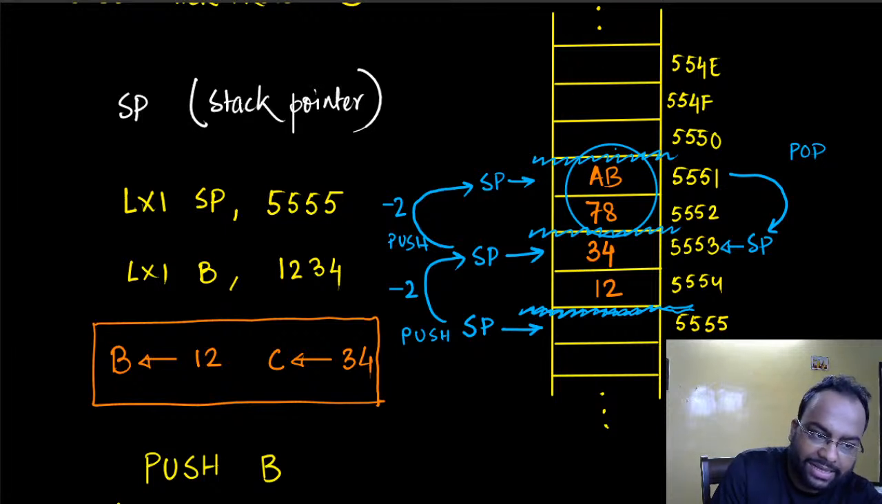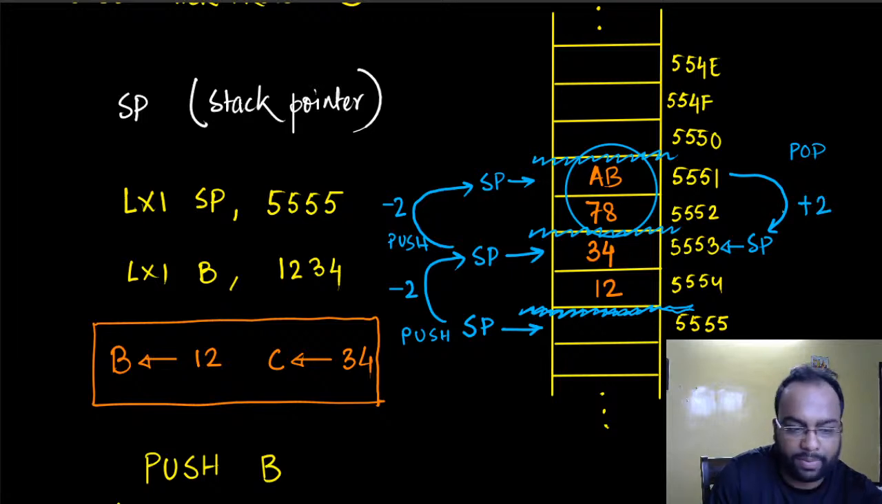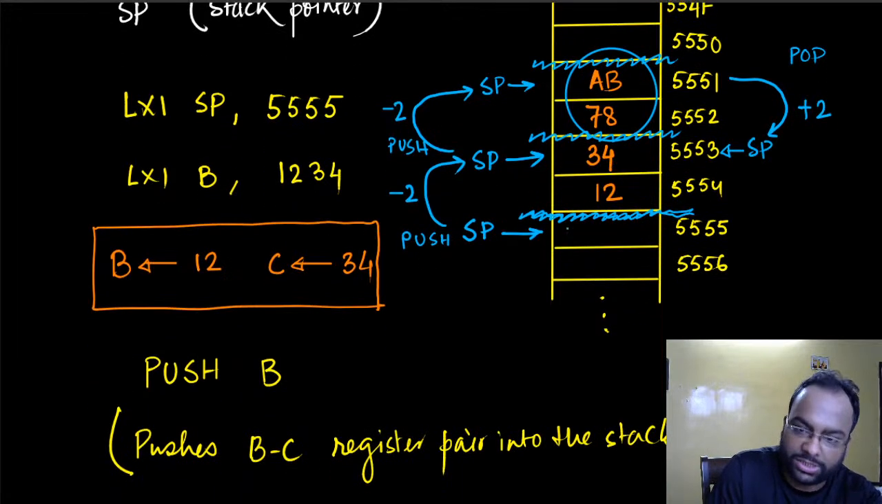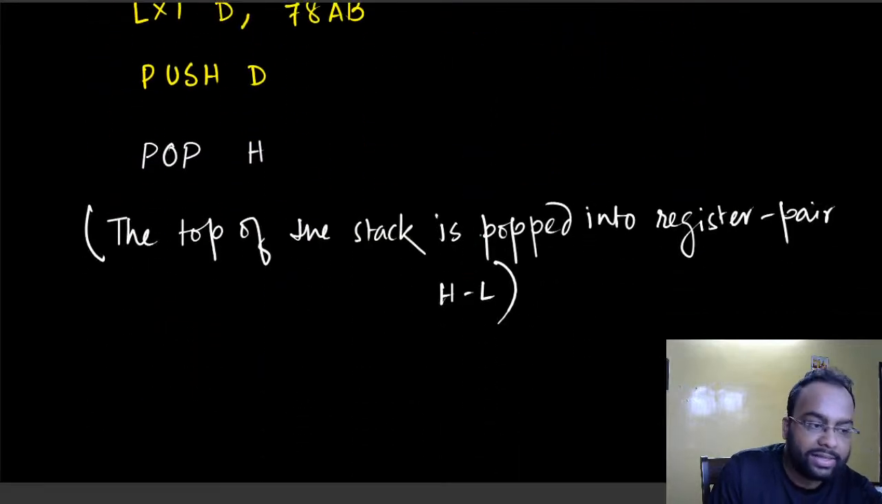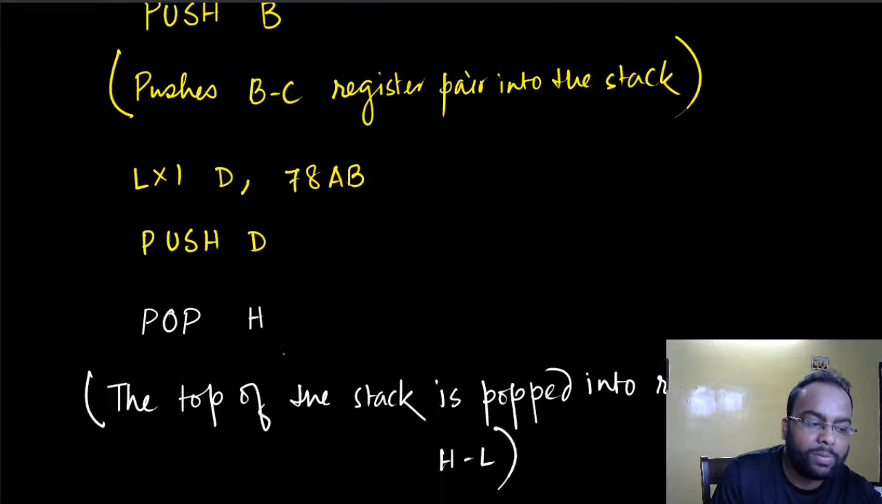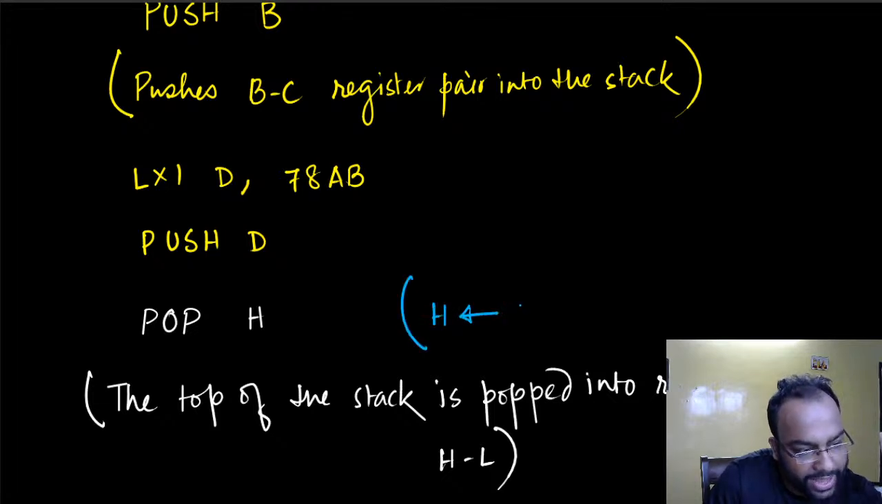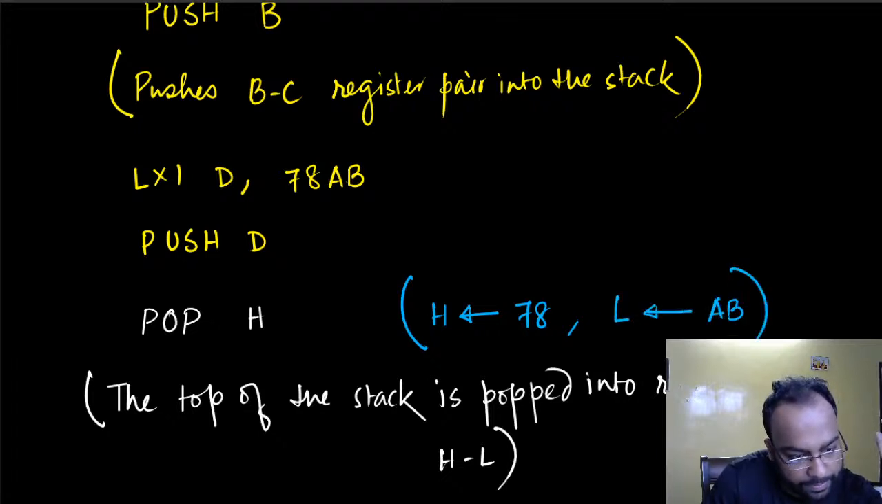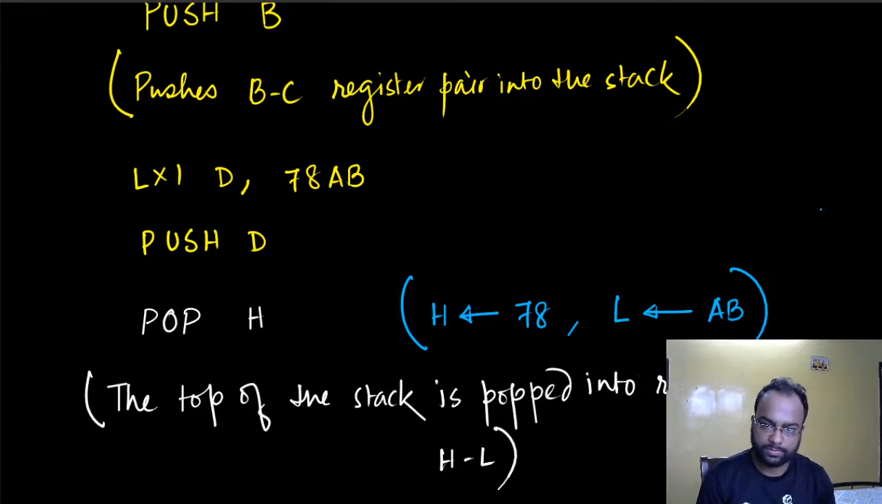This indicates that this has been taken up, right? This has been popped, for example, and so the stack pointer gets a value of +2. So this is pointing to what was below the previous thing, and the value that was popped, which was like AB 78, will now be stored in register pair HL. So now after doing this, the H register will get 78 and the L register will get AB. You got this, right?